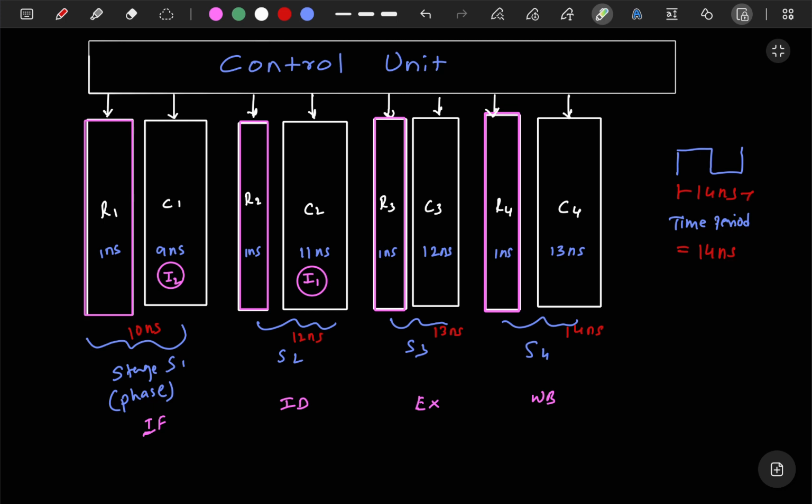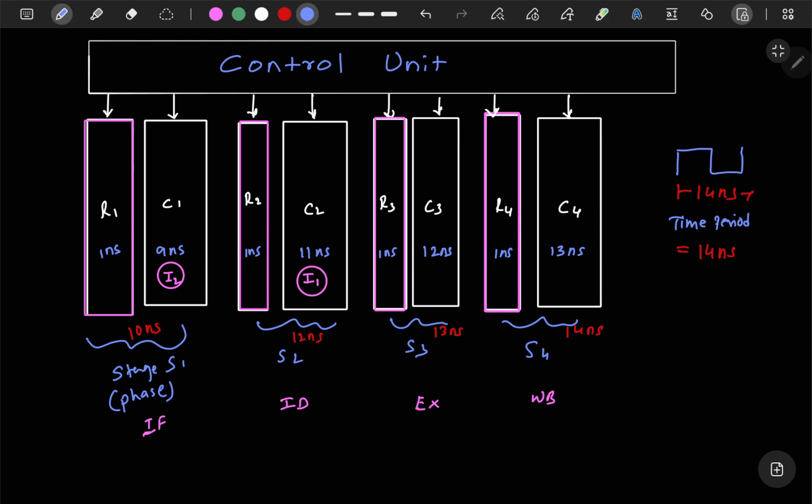So whenever there is pipelining and an uneven delay, and you have to set the time period, take the largest time period possible. Then it will resolve all the problems. This is one concept you have to understand, and it is very important. Please note it down.